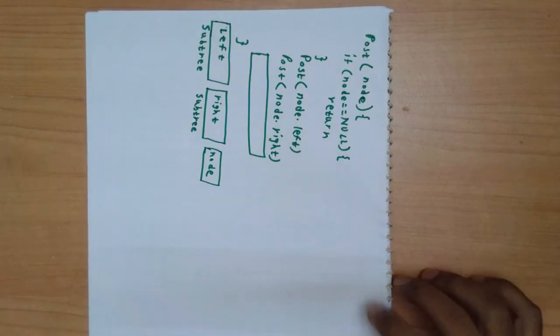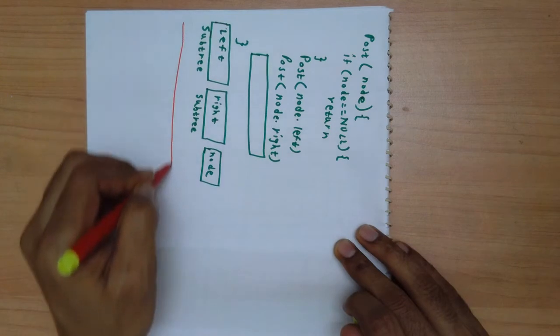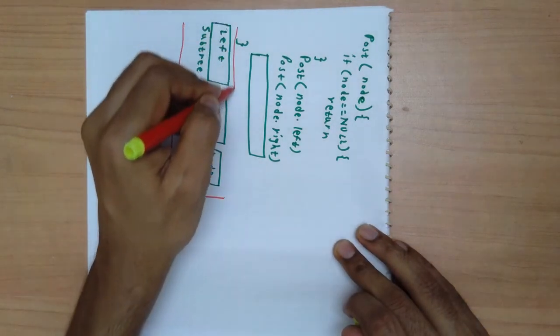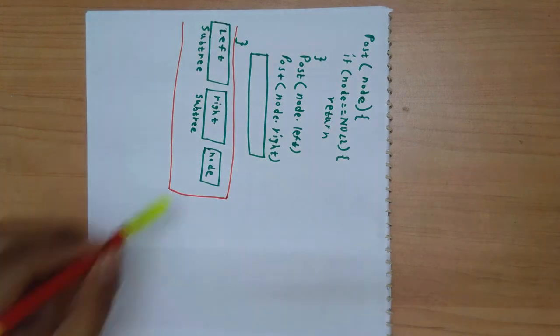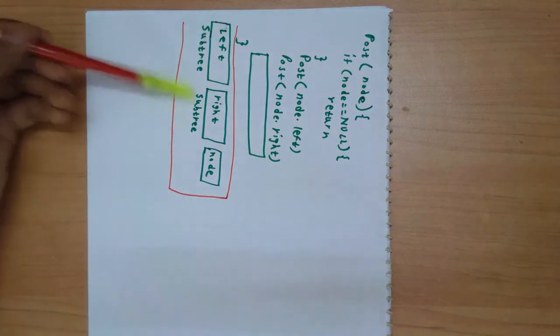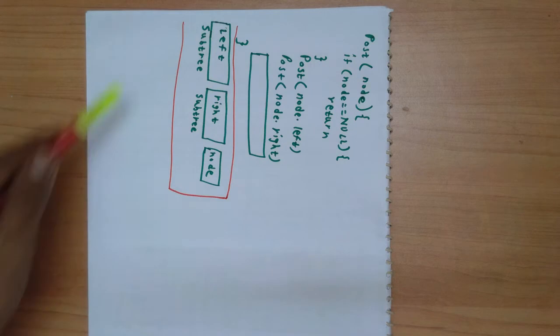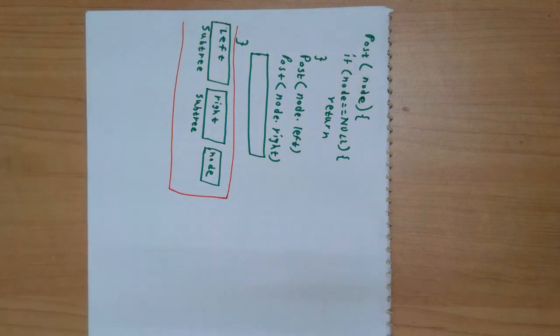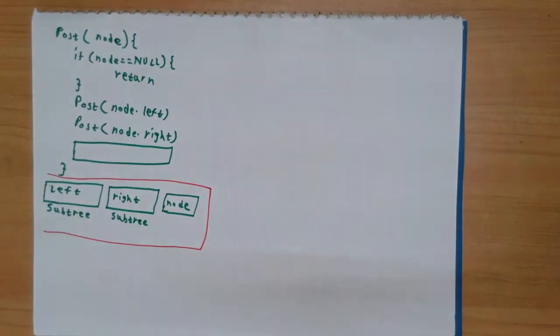So I'm going to have a stack around this output. First I'm going to push the node onto the stack, then I'm going to push the right subtree's post order traversal, and on top of it I'm going to put the post order traversal of my left subtree. Okay, so that's the idea of doing it iteratively.